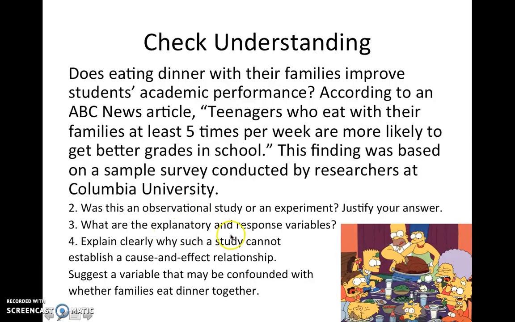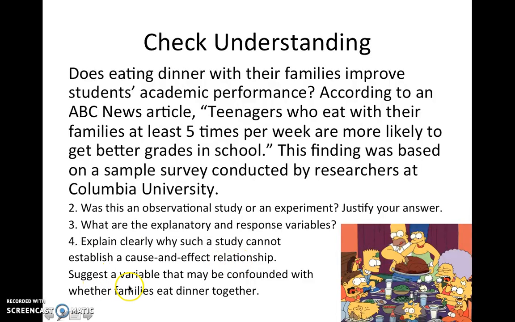So the explanatory and response variables. So the response variable that you're looking at, this is better grades in school. So you would probably say their GPA. And then the explanatory is how many times they ate with their family per week. How many family meals they had would be your explanatory variable. And so explain clearly why such a study cannot establish cause and effect relationship.